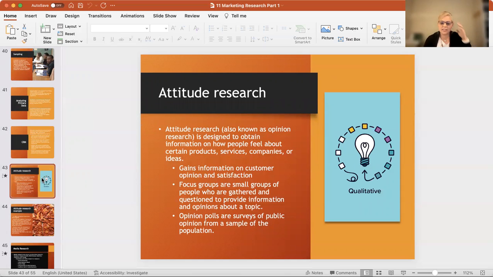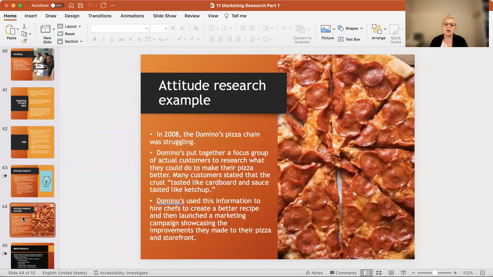Attitude research. This is opinion research. This is one of my favorites. It's a qualitative method, and we need to understand information on customer satisfaction. Focus groups are one of the ways that we do that. And then, of course, opinion polls and things of that nature as well. What about an attitude research example? That way it makes a little bit more sense.